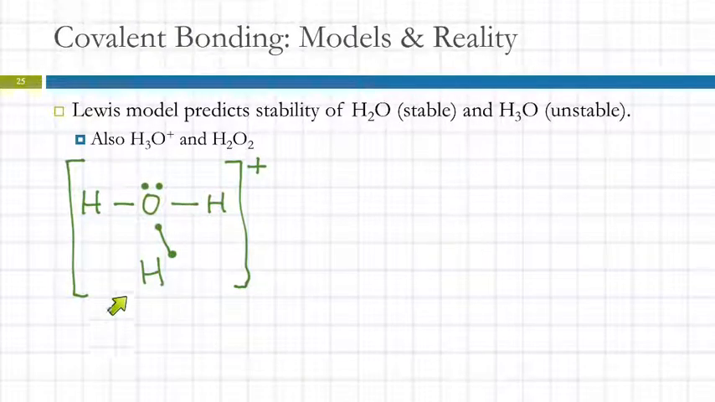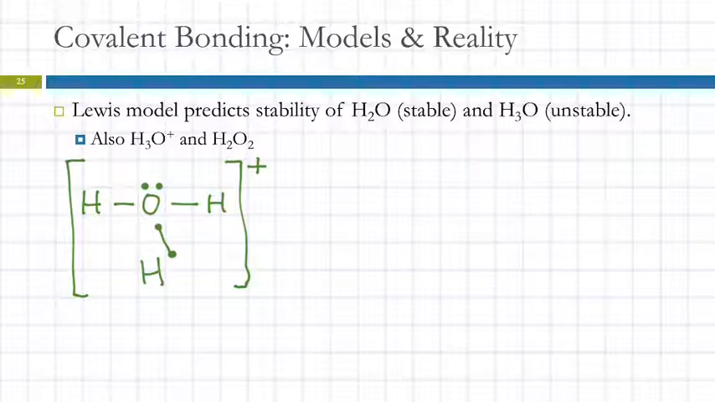But what does the Lewis model say about this? Is that good? Does it satisfy the octet rule? It does. The oxygen now has 2, 4, 6, 8 electrons. Oxygen's happy. Hydrogen always ends up being happy. All he needs is 1 electron. He's easy to satisfy. So we've satisfied the octet rule. Lewis theory says that's probably a stable polyatomic ion, and it is.